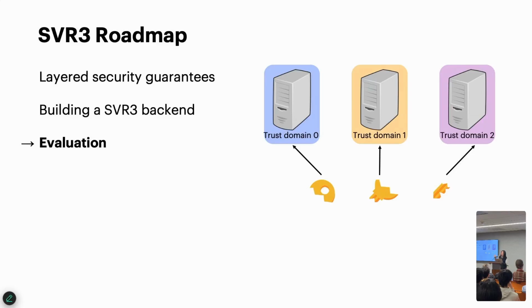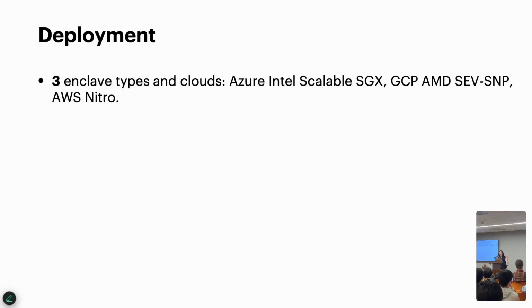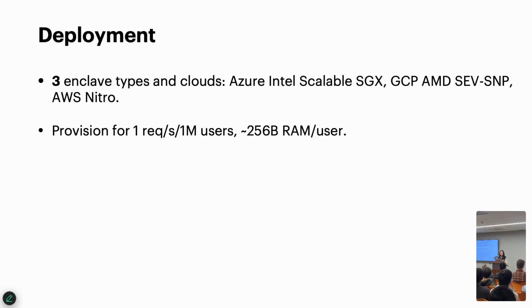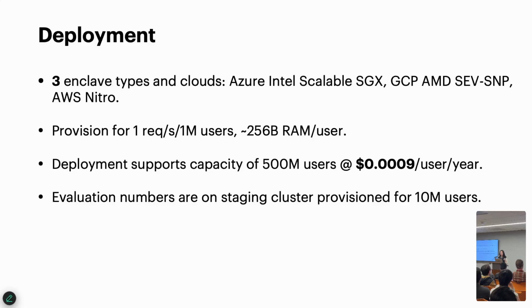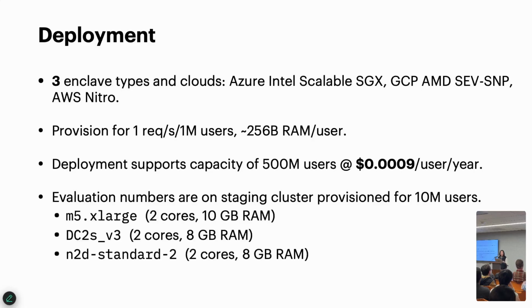So now I'll just give you some evaluation numbers. 3 enclave types and clouds: Azure Scalable HDX, GCP AMD SEV SMP, AWS Nitro. We provision for key recovery, which is not a super frequent event. I'm not losing my phone every day. I lost it once last year. So we provision for 1 request per second per million users and about 256 bytes of RAM per user because the shares are actually quite compact. The deployment supports 500 million users at fractions of a penny per user per year. The evaluation numbers I'll give you are on a staging cluster that's provisioned for 10 million users.